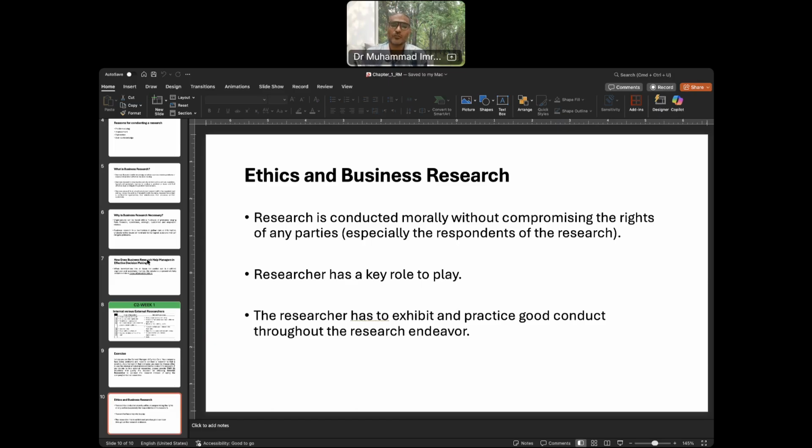The researcher has a key role to play. It doesn't mean we can hire someone to write a report or work on our behalf. No, we are the key person, and we must participate and put in our full effort. The researcher has to exhibit and practice good conduct throughout the research, with good discipline. Don't cheat, and don't fake data. This is one example. I hope you understand. Thank you very much and see you in the next sessions.